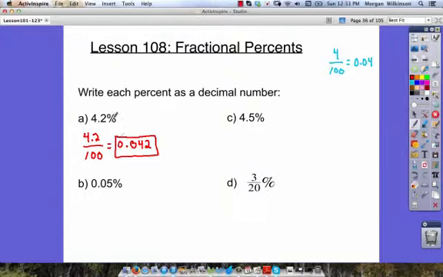Now we can always convert our percents to fractions and then go to decimals, but there's an easier way. All we have to do to go from a percent to a decimal is move the decimal 2 spots to the left. And that will work whenever we turn any percent into a decimal number. So there's our key. Move the decimal 2 spots left to go from percents to decimals.